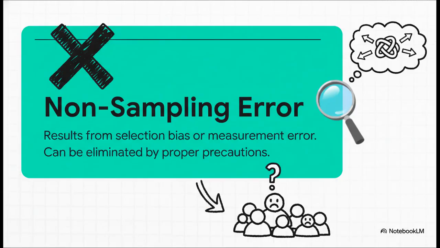And then there's non-sampling error. Now, this is the bad stuff. This is a flaw in the design of the study itself. It includes all the biases we've been talking about. And here is the single most important thing to get. Making your sample bigger will not fix this. If your method is flawed, a bigger sample just means you're more confident in the wrong answer.